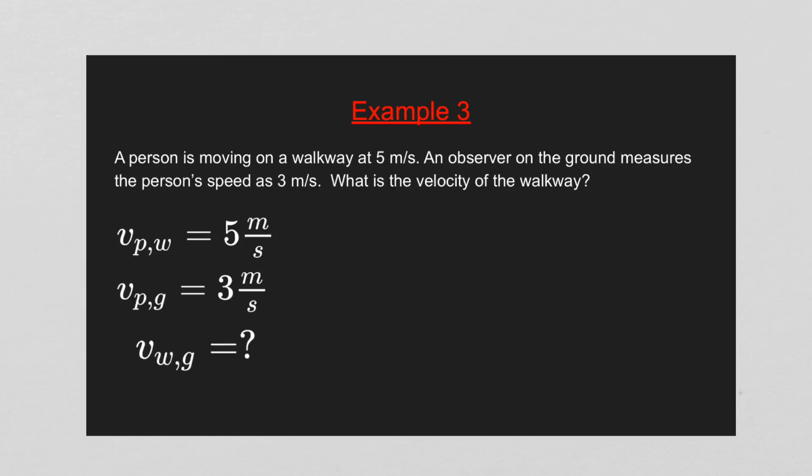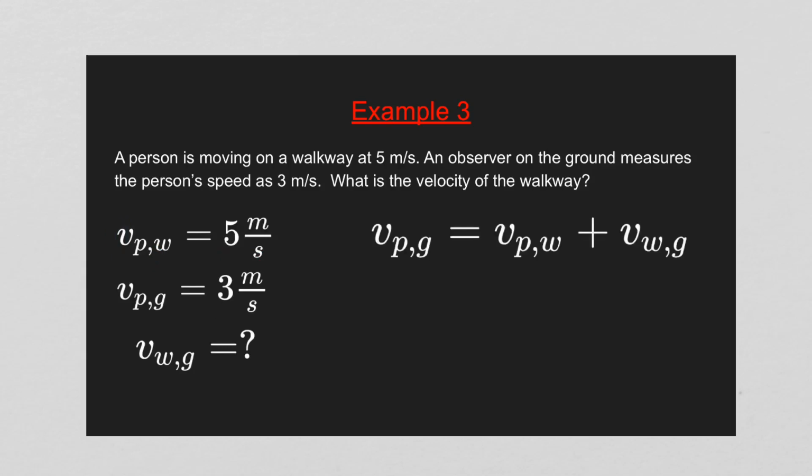Let's mix this up even more. Again, some of these examples seem a little intuitive, but I'm trying to get the formalism, and it's easier to get the formalism on something where you already have an idea of what the answer is going to be. So now we've got a walkway. A person's moving on the walkway at 5 meters per second. The velocity of the person on the walkway as measured by someone on the ground is 3 meters per second.